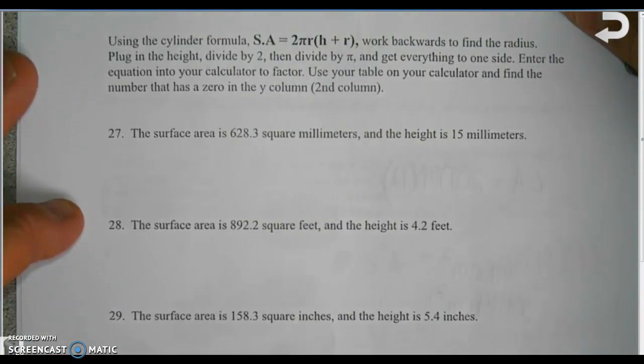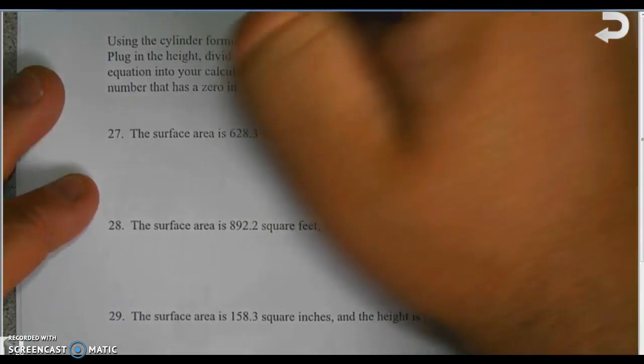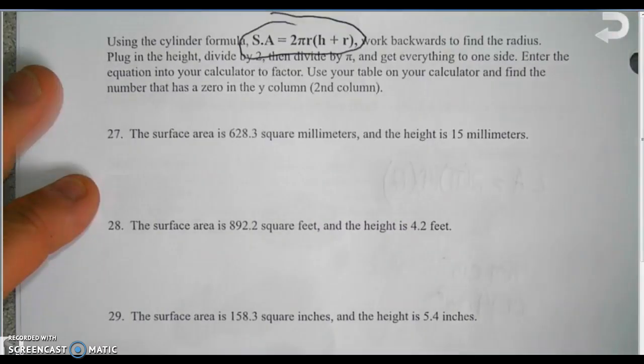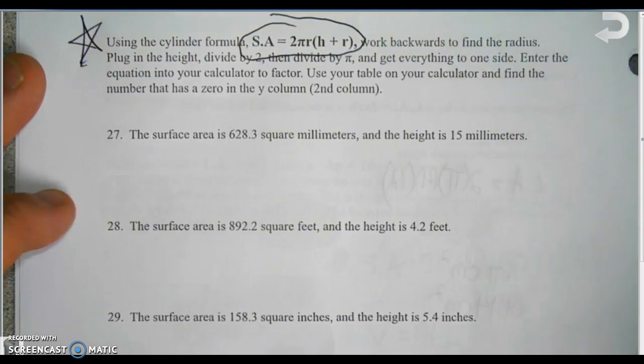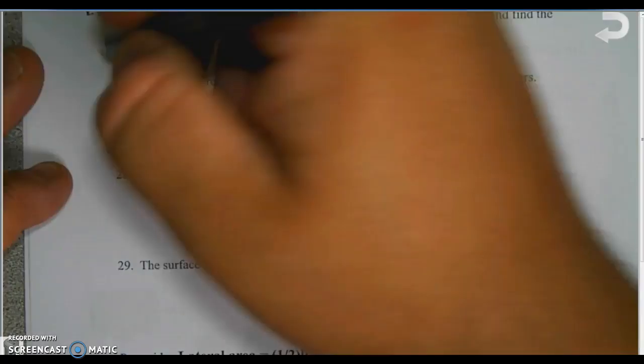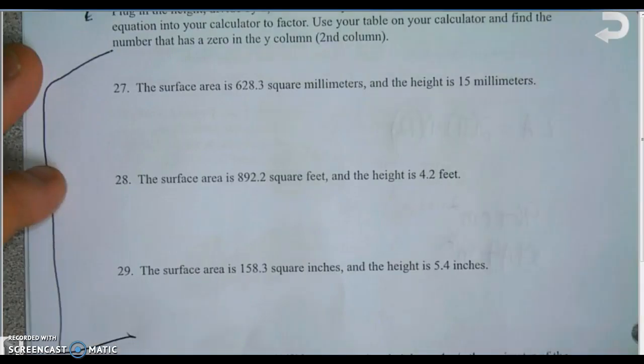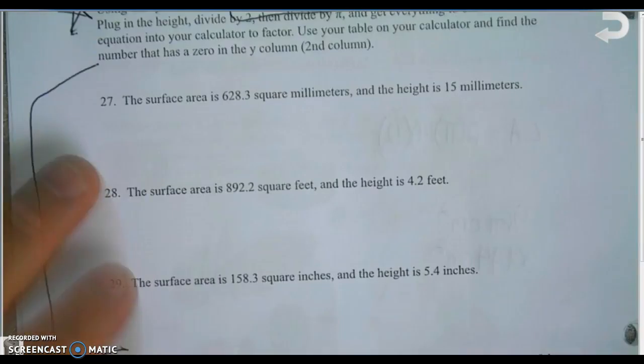Problems 27 through 29 are bonuses. I give you the formula, and I want you to work backwards. Read these directions, okay? Anybody who gets all 3 of these right will get extra credit points from me. All right?